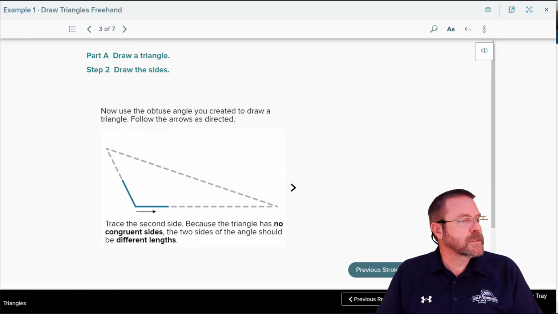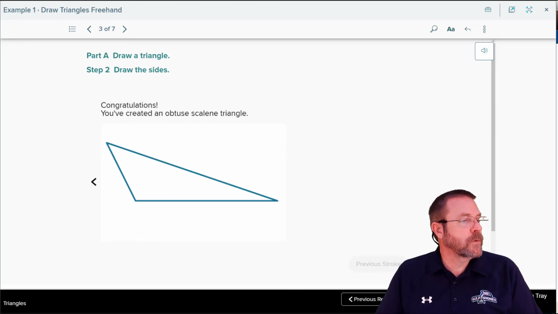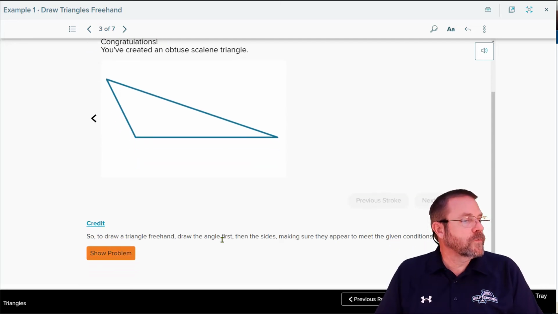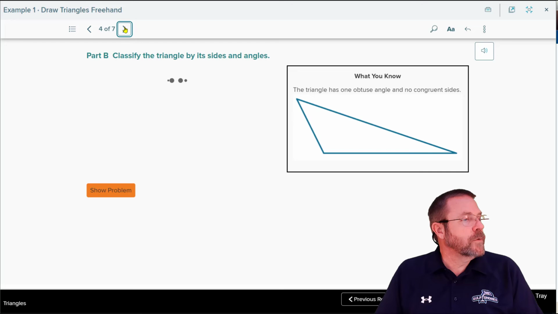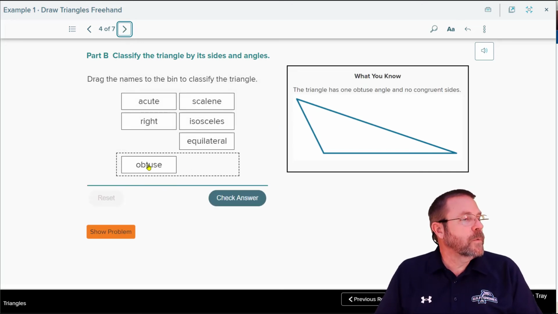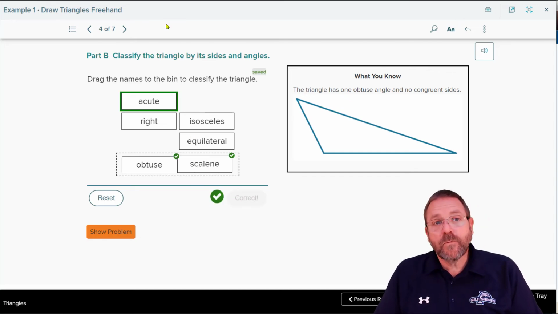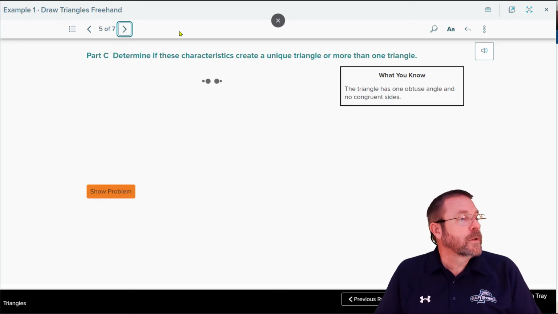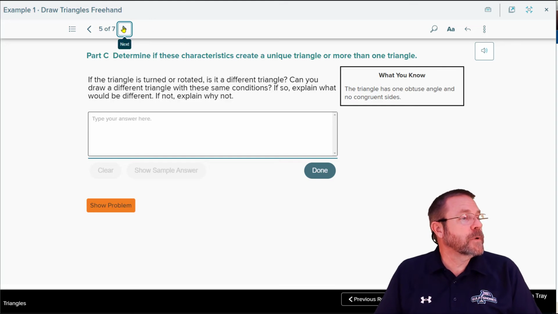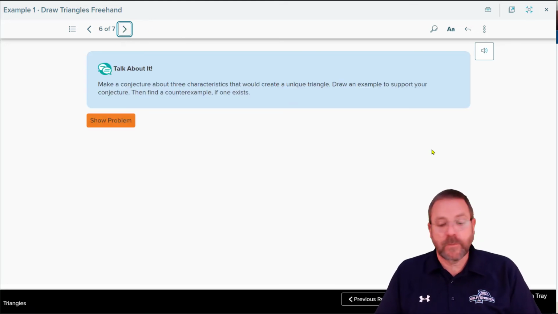It says trace the second side, and because no angle has congruent sides, the two sides of the angle should be different side lengths. So we can see where they've got different side lengths. Then from there, draw the triangle to finish it up, and you end up getting your obtuse scalene triangle. So what do we know? We know it's obtuse, and we know it's scalene. Check the answer. Not really hard concepts to work with here. I would encourage you to use a straight edge if you have one to make your drawing a little bit easier, but in the end, it's going to be pretty simple.